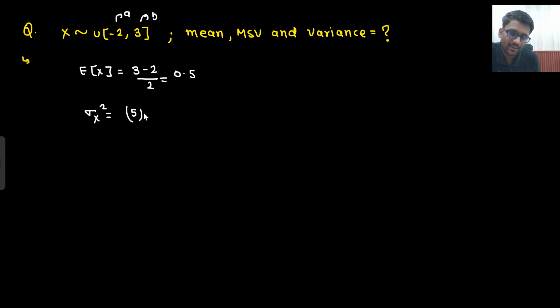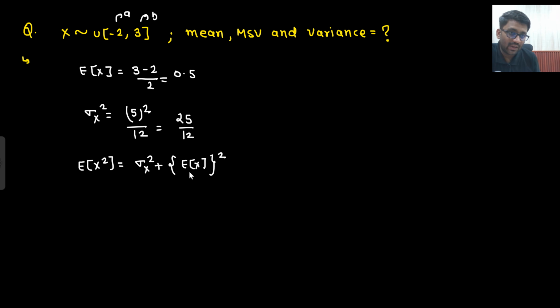So width square, (b minus a) whole square divided by 12. So what is the answer? 25 by 12. And what are they asking now? Mean square value. So mean square value is given as sigma x square plus mean square, that is, variance plus square of mean, AC power plus DC power. So what is the AC power? 25 by 12. What is the DC power? 1 by 4. So 28 by 12. This is the answer you are getting.